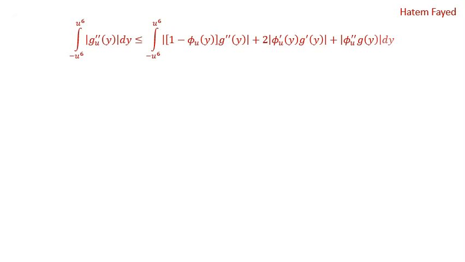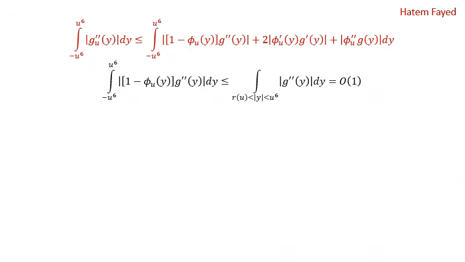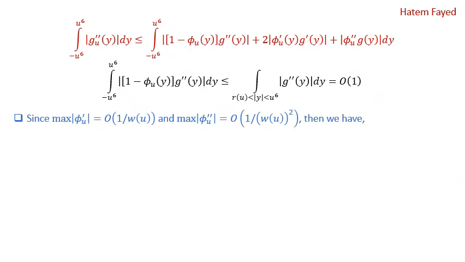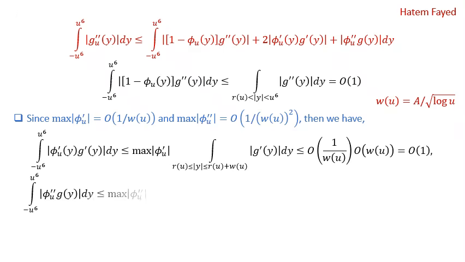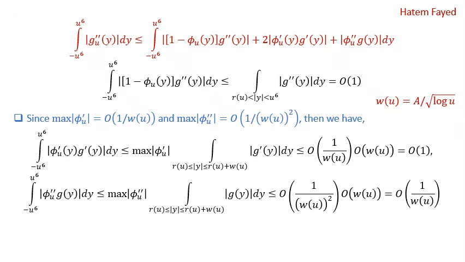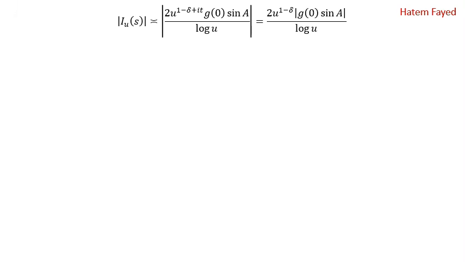So the first integral on the right hand side can be bounded by this integral, which should be of order 1, since g double prime is absolutely integrable. Since the maximum of the modulus of φ prime is of order 1 over w, and the maximum of the modulus of φ double prime is of order 1 over w squared, then we have these orders for the second and third integrals, and accordingly H_u(s) would be of order 1 over (log u) to the power 3/2. By adding the near and far fields, we'll get this asymptotic value for I_u(s).